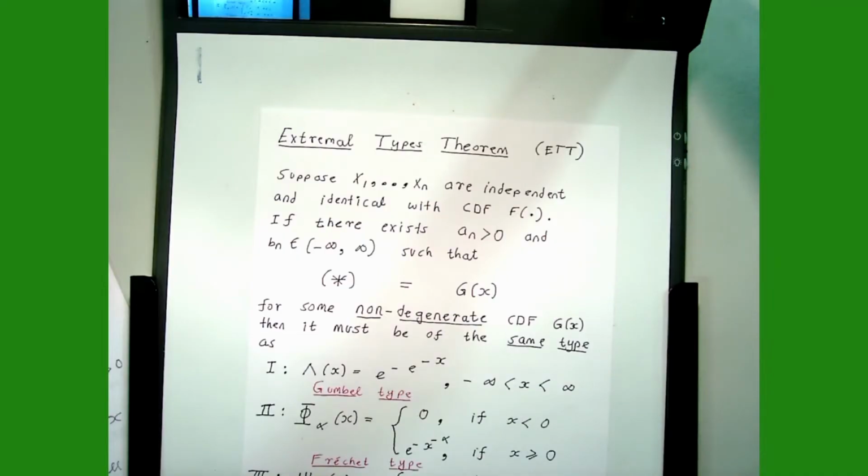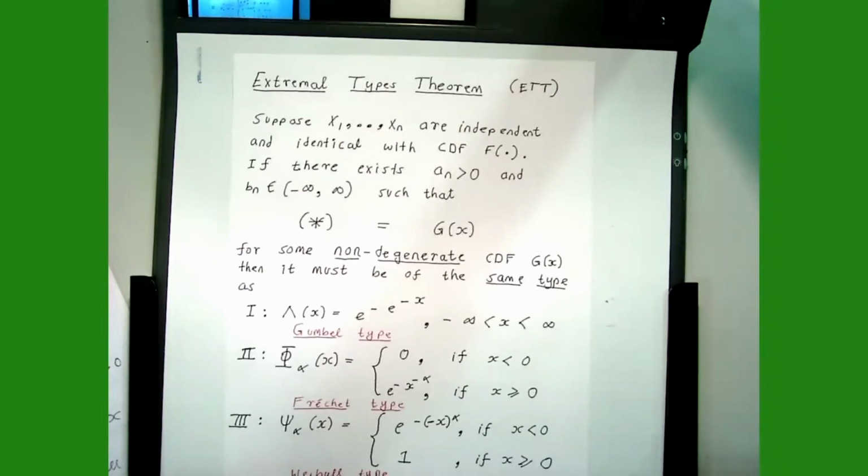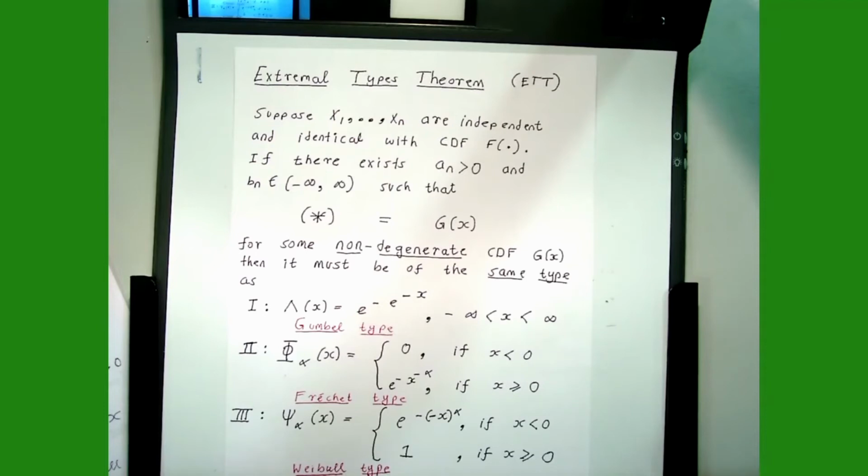In the last video, I talked about the extremal types theorem, which said that there are three possible limits if the limit exists. Now the question is, how do you know which of them is going to be attained, if at all one of them is attained? The answer to that question will be given in this video.